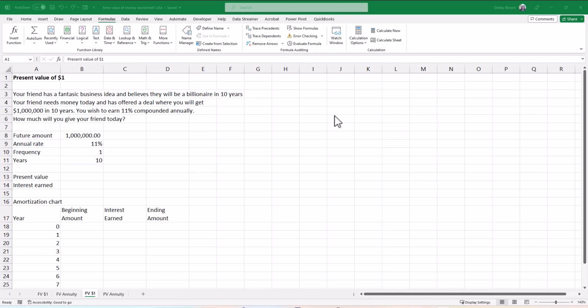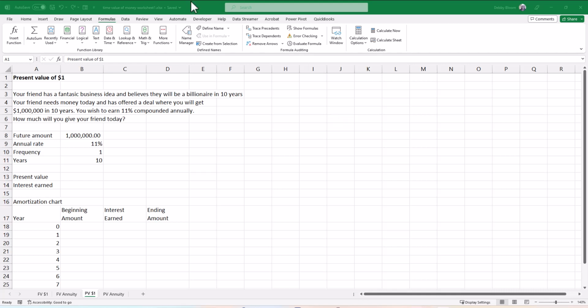So you know how much you're going to get in 10 years. Of course, you'd want to give your friend somewhat less than $1 million today, so you'll make a profit. In this example, you want to earn 11% compounded annually. So in order to make that amount, how much would you be willing to give your friend today?